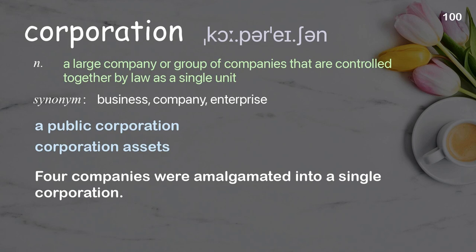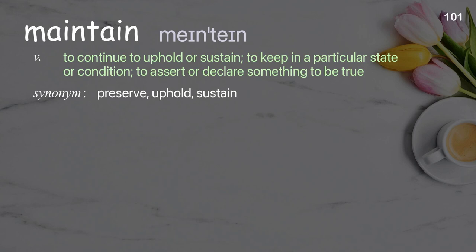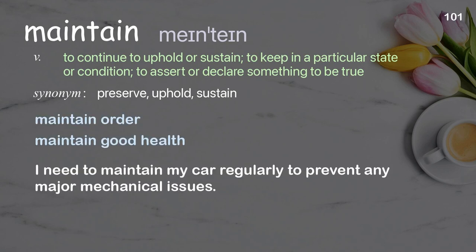Maintain: to continue to uphold or sustain, to keep in a particular state or condition, to assert or declare something to be true. Examples: maintain order, maintain good health. I need to maintain my car regularly to prevent any major mechanical issues.